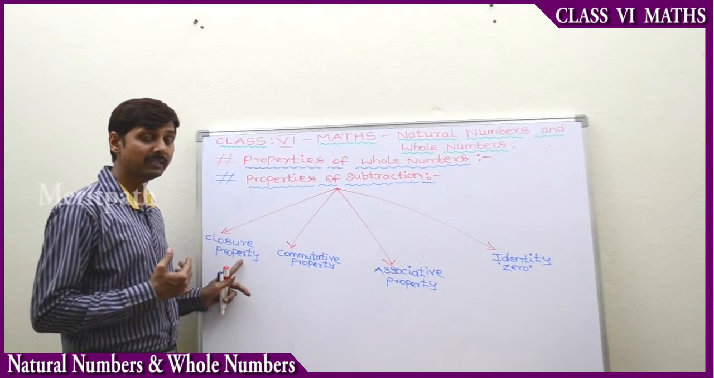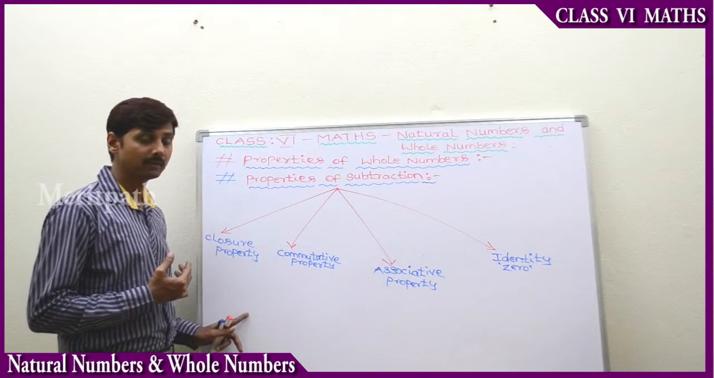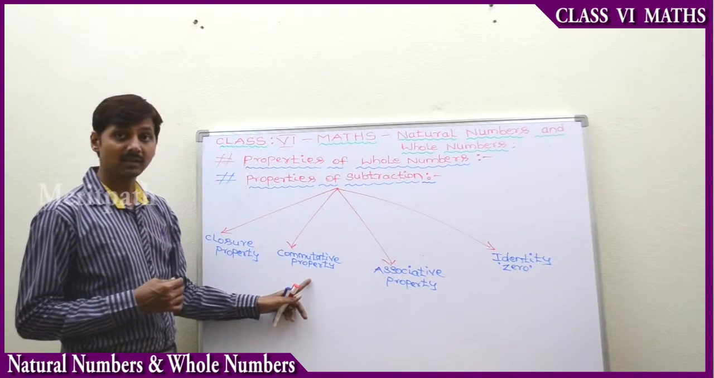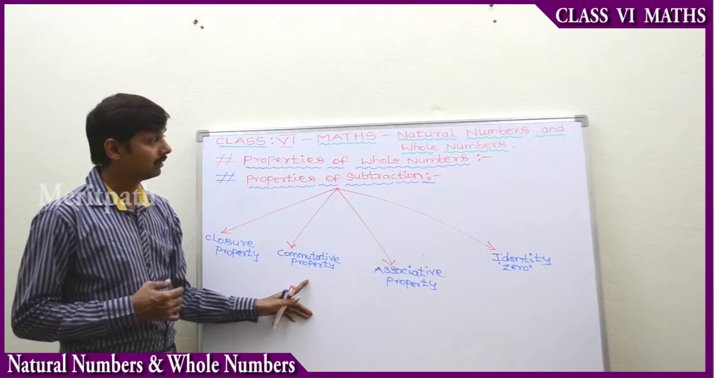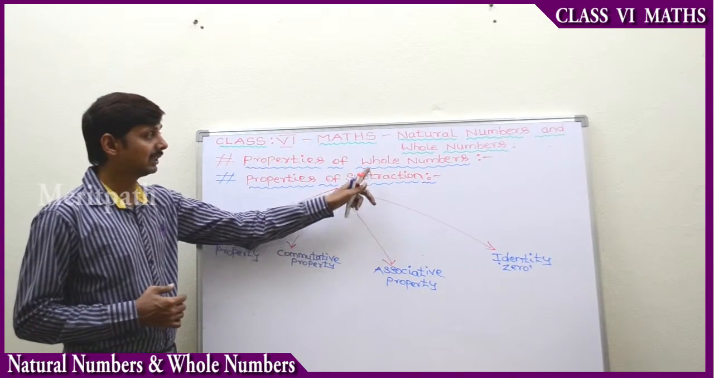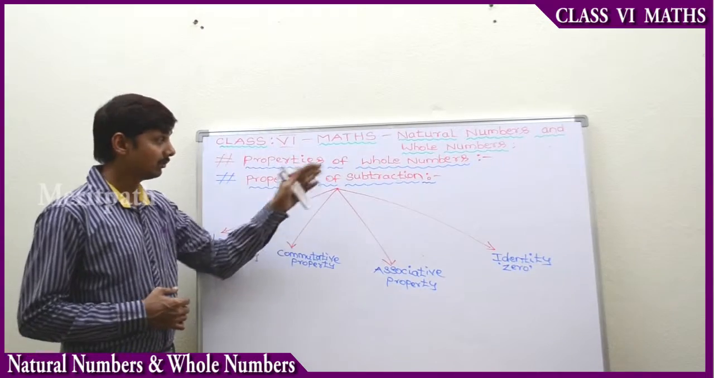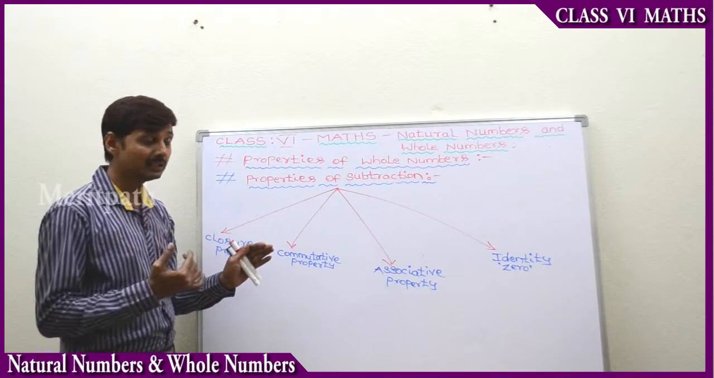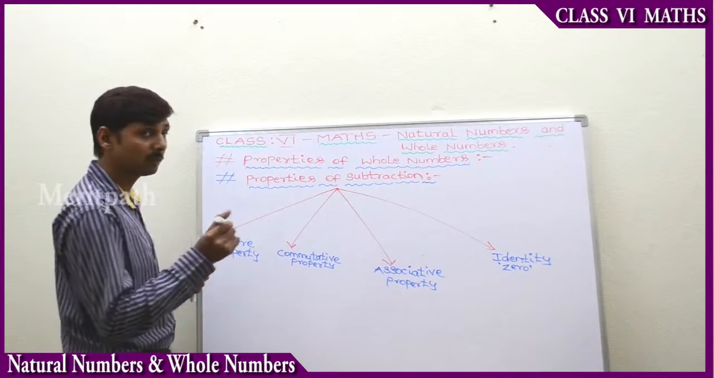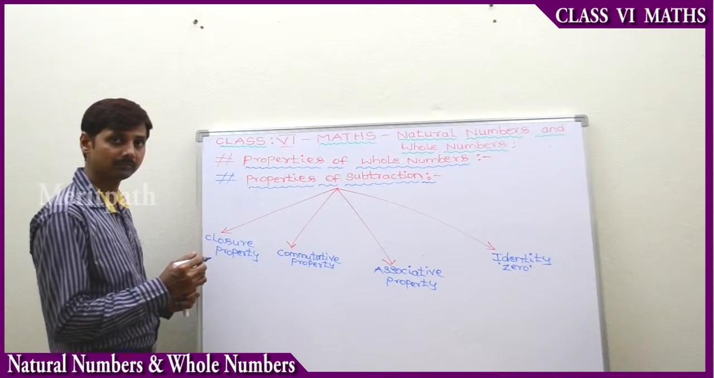Closure property of addition is possible on whole numbers. Previously we have learnt that the commutative property of addition of whole numbers is also possible. But now we have taken subtraction. Let us see if it is possible or not. So, closure property under subtraction.